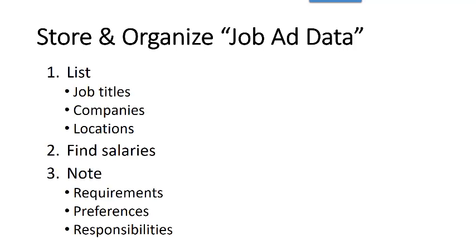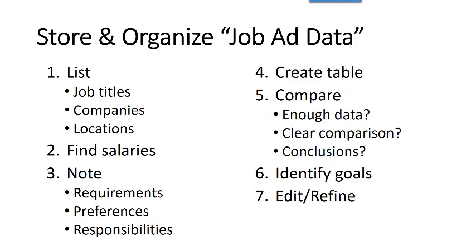So obviously, what do you list? If you're creating a list: job titles, companies, locations. You're going to have the salaries, you're going to note the requirements, preferences, and responsibilities. Then you will create the table if you need a table, or maybe you just are operating from the list and creating a table elsewhere, or however you're going to organize your information. It's different for everyone. You will have a different search than many other people.